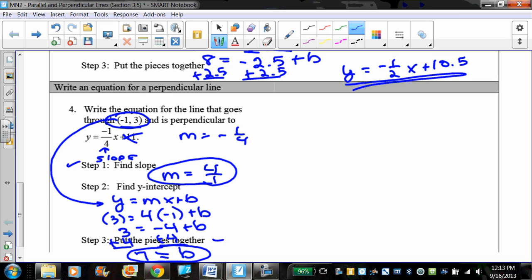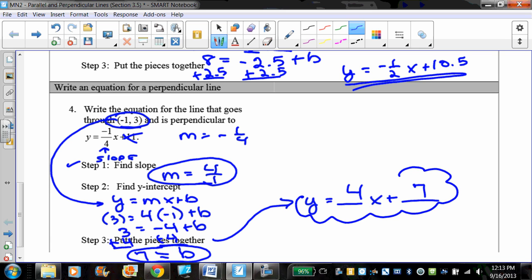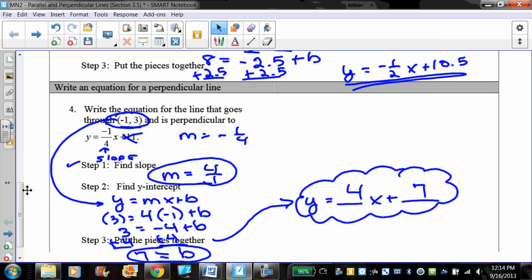Now step 3 says put the pieces together. Well, we have y equals mx plus blank. We know our slope is 4, and if you want to write it as 4 over 1, that's absolutely great. And the y-intercept is 7. So y equals 4x plus 7. This is the line that's going to be perpendicular to that y equals -1/4 x plus 11 that we initially looked at, and it goes through the point -1, 3.